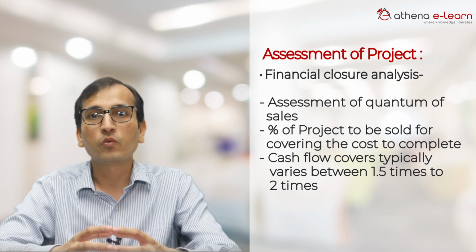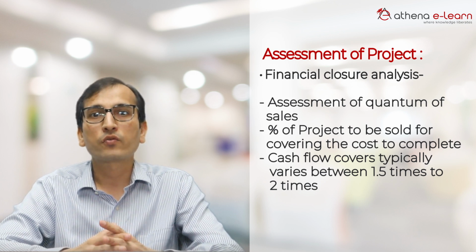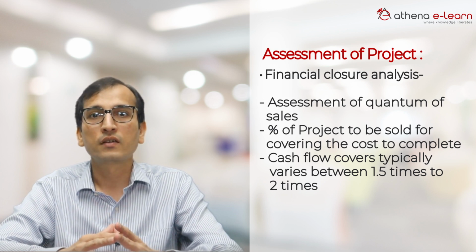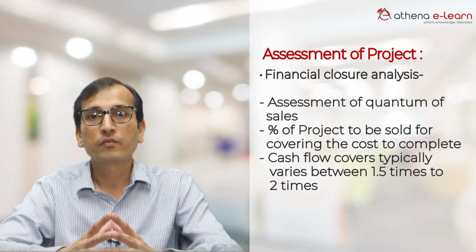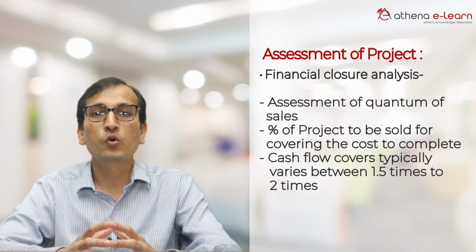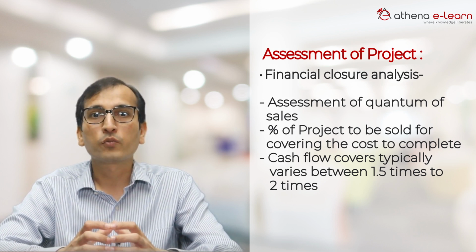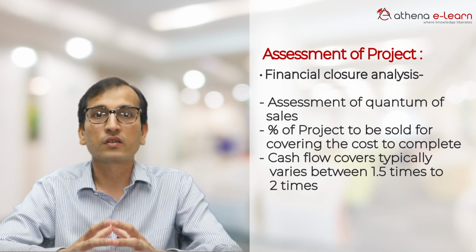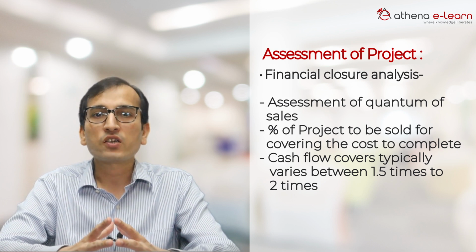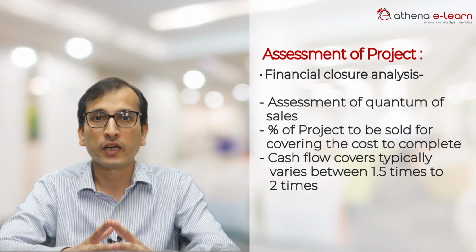Typically, for example, when a developer comes for his construction finance project, the requirement varies from 30 to 50% of the pending cost, and the balance cost needs to be met through future sales. The idea of the financial closure analysis is to ensure that the project completion is achieved within the stipulated time of the entire loan. The typical cash flow cover that the lender looks at can vary from 1.5 to 2 times.